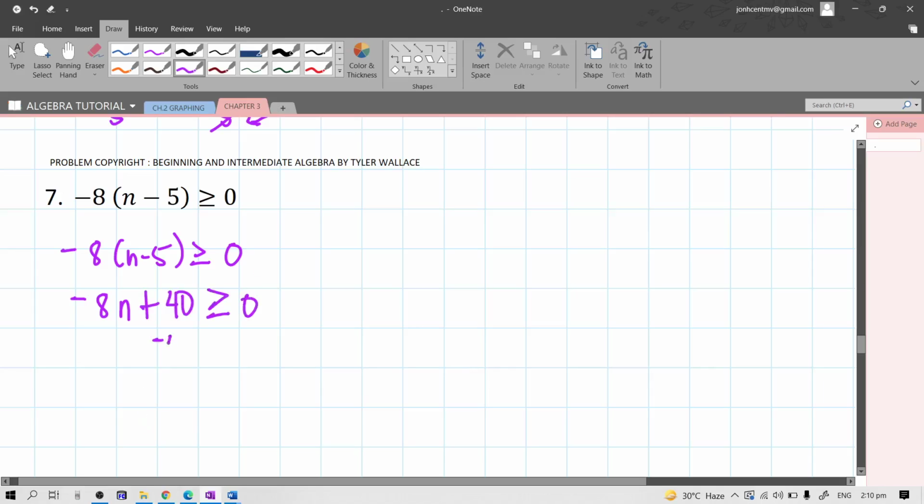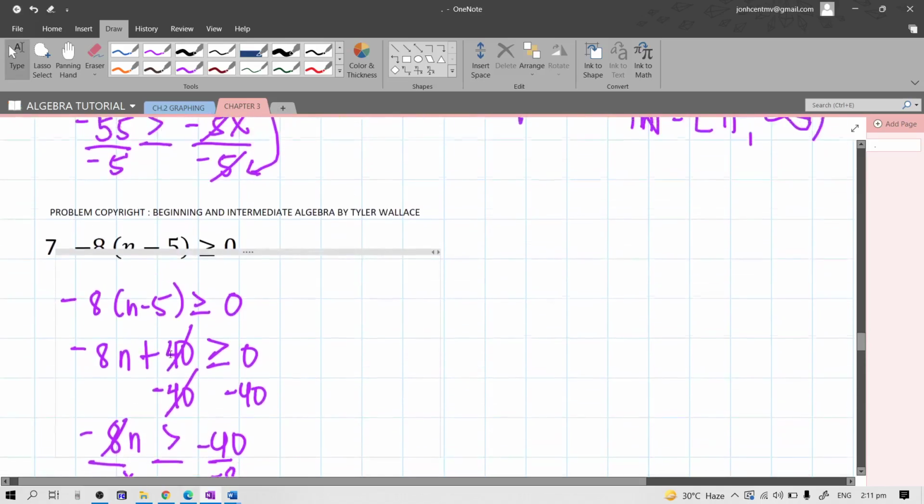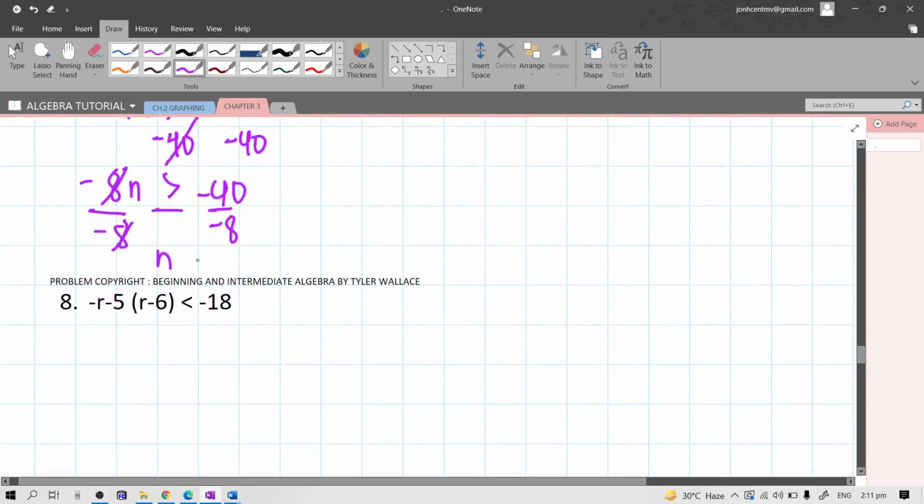Eliminate 40. Cancelled out. You will have negative 8n is greater than or equal to negative 40. Divide both sides by negative 8. You will get n, magiging less than or equal to 5 na. Remember that dinivide mo sa negative, so flip the sign.